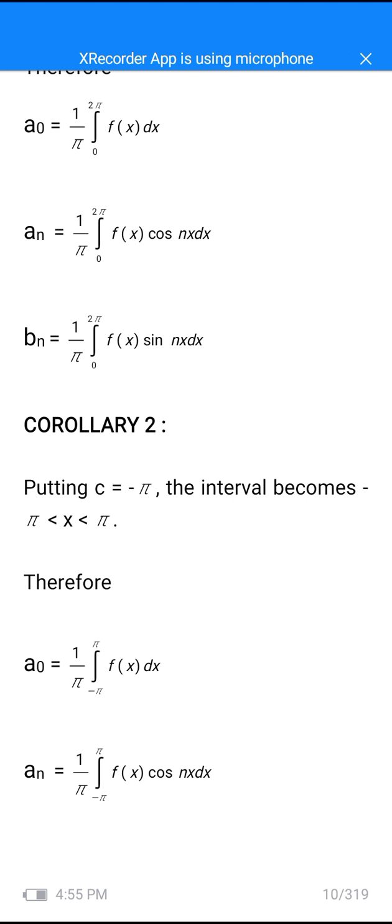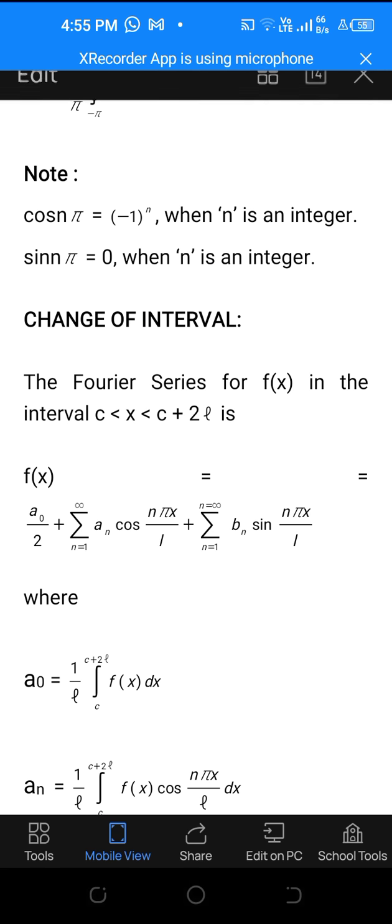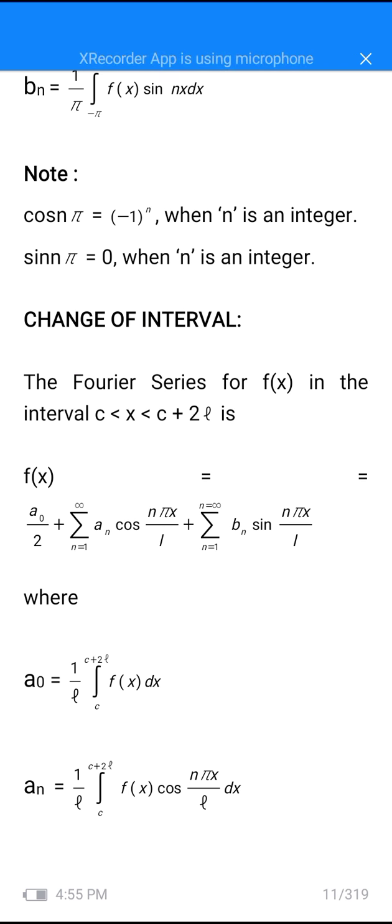See the next corollary. If you apply c equal to minus pi, the 1 by pi stays as it is, but the interval changes to minus pi to pi, and the functions are the same. Before going to the change of interval, there is a note: cos n pi equal to minus 1 to the power of n, where n is a positive integer, and also sin n pi equal to 0, where n is an integer. These two values are very important. Wherever you solve a problem, you have to apply these two conditions, then only you can get the solution.